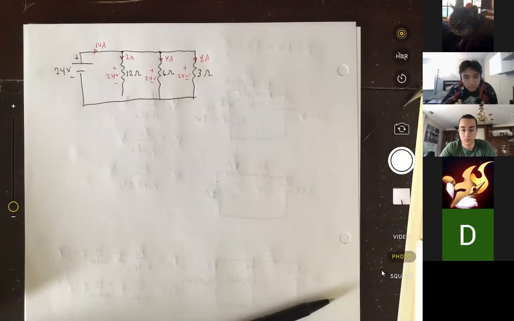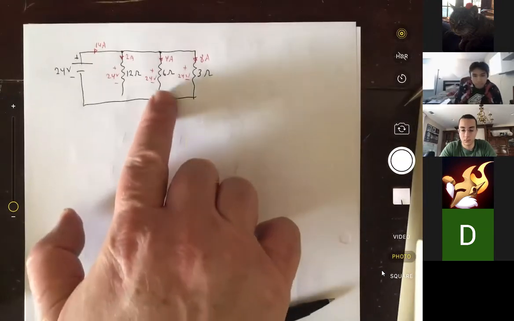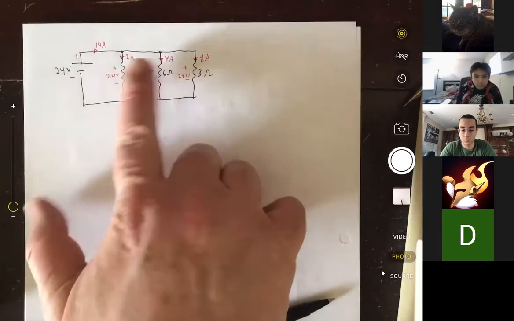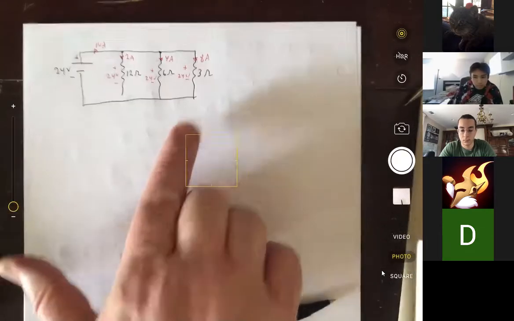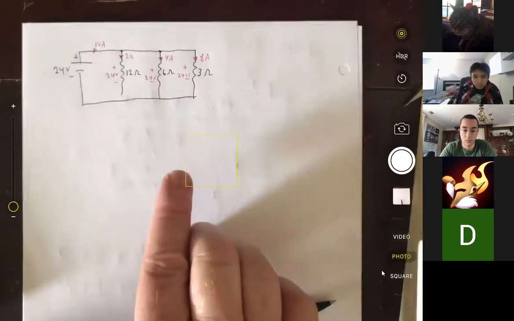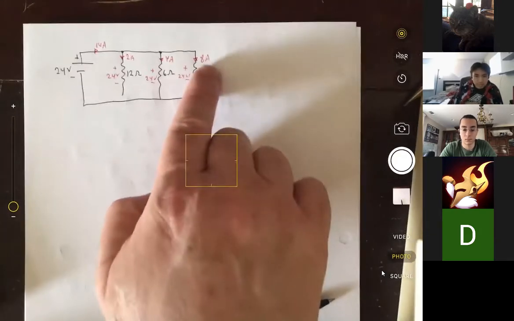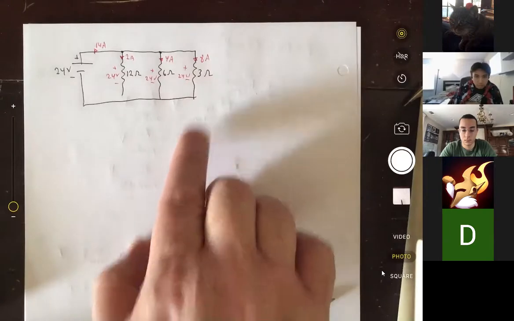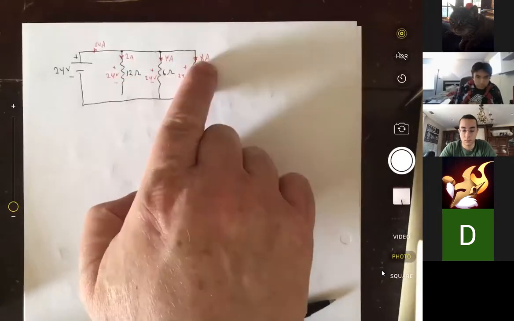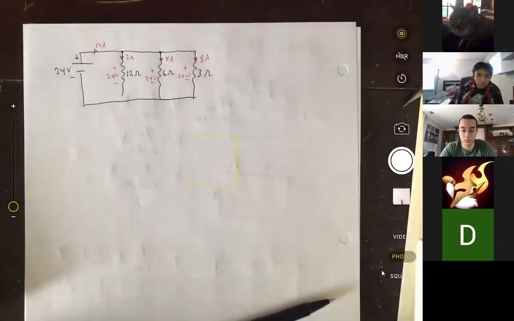But you can always double check to go, hey, if he's got half the resistance, he better have twice the current, and if he's got... wait, what have I done? Yeah, he's got half the resistance, so he should have twice the current. Yeah, exactly. Or he's got 1/4 the resistance, so he should have 4 times the current. So, you can use your knowledge of current dividers to double check your answer.